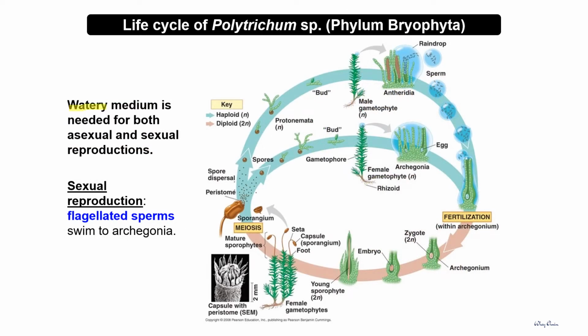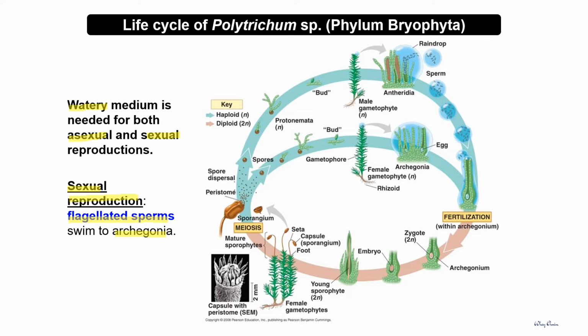Water is an important medium for both asexual and sexual reproduction. During sexual reproduction, the flagellated sperms will swim in the water and reach the archegonium. This diagram summarizes the life cycle of Polytrichum species, which is one of the examples of Phylum Bryophyta.